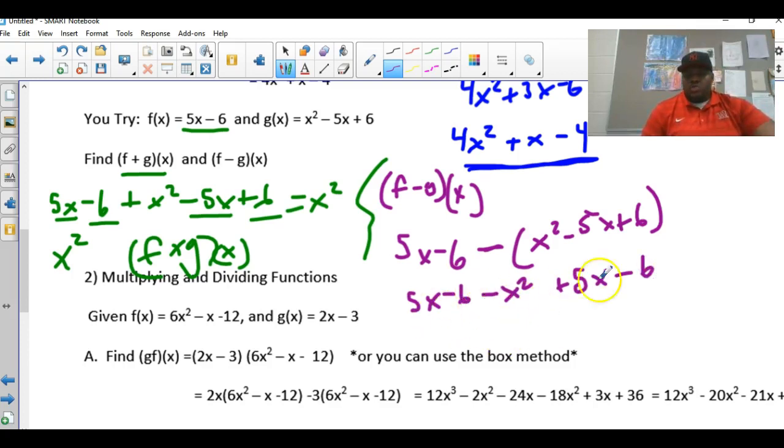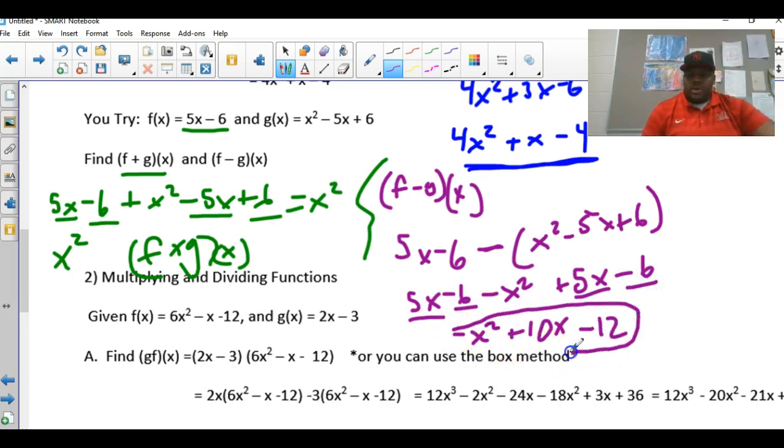So now, when you solve this out, the x squared goes first, or in this case, negative x squared, it stands alone. Then I have positive 5x and positive 5x. Well, that's 10x. All right, and then you have negative 6 and negative 6, which will give you negative 12. All right, this, guys, is our final answer, okay? All right, that's for adding and subtracting functions.